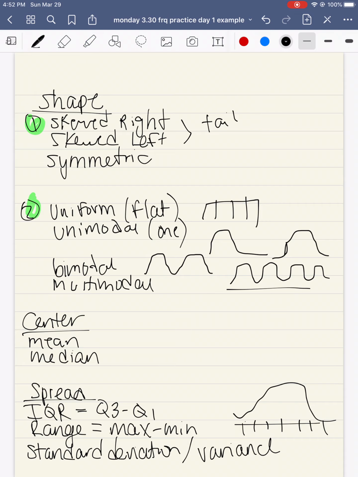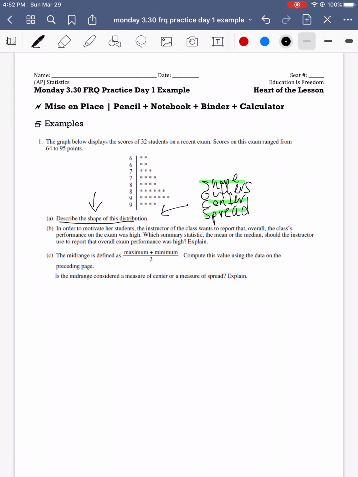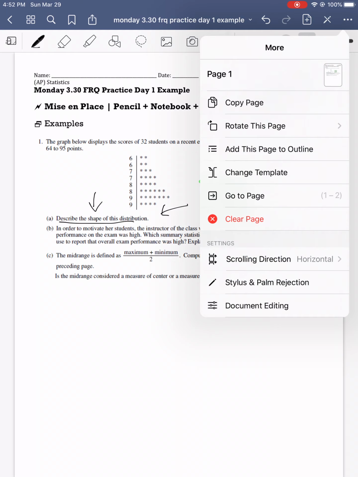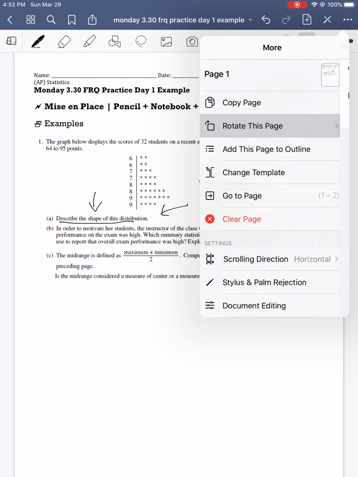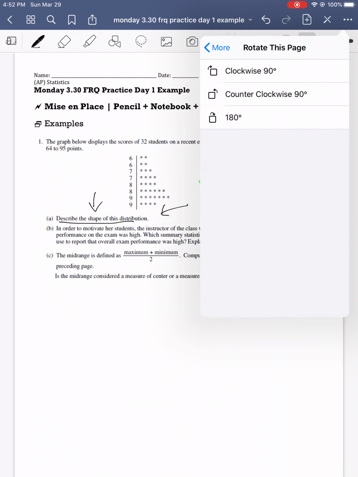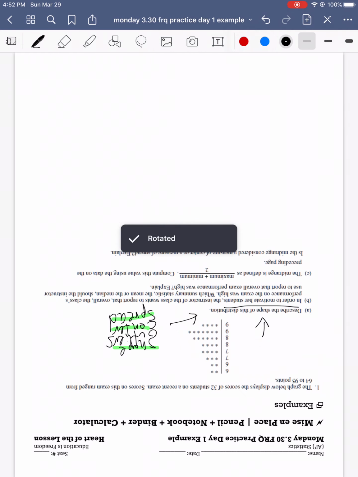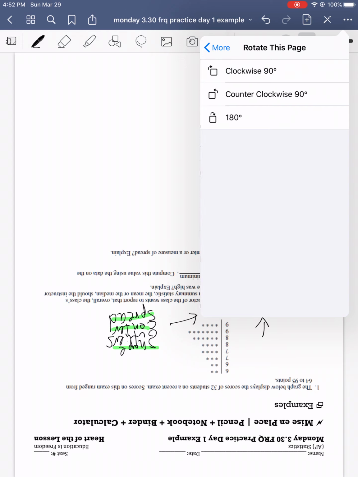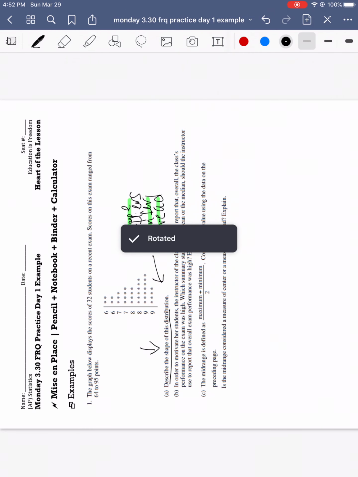So looking at this graph over here, the best way to really view this is if we flip this onto its side. I can't really do that here on the screen. I don't think I can rotate my paper. Let's see if I can rotate this one. Nope, that's not what I wanted to do. So rotate this. There we go.